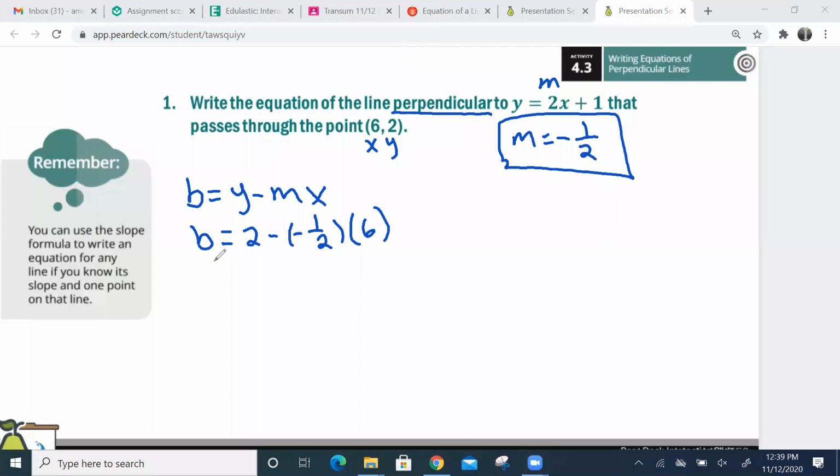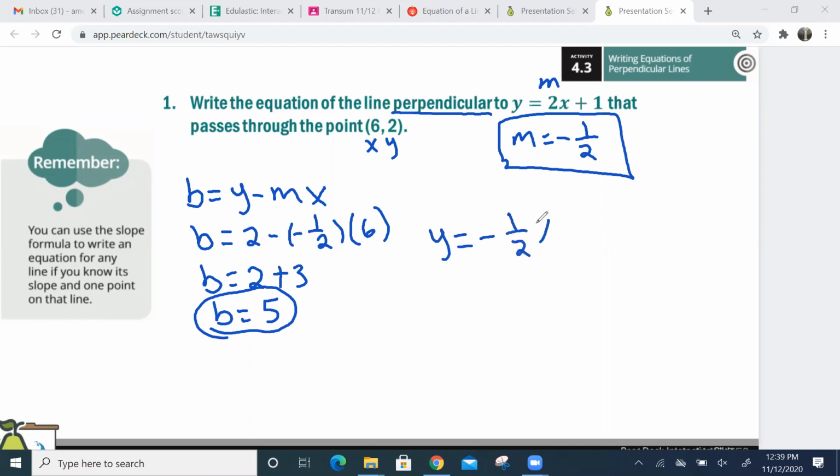So b equals 2. What's half of 6? Well, half of 6 will be 3. And we got a negative and a negative. That's going to make it a positive. So it'll be 2 plus 3. So b equals 5. So there's our 2 parts of our puzzle. Now we just write down the equation. y equals negative 1/2 x plus 5. Okay. So that's all we do for that one.